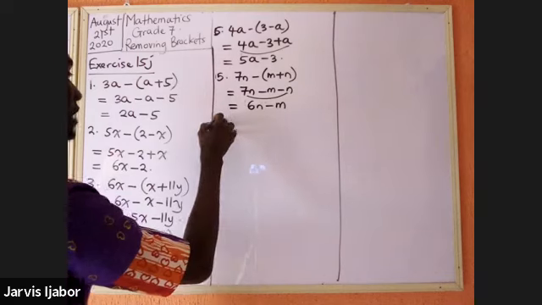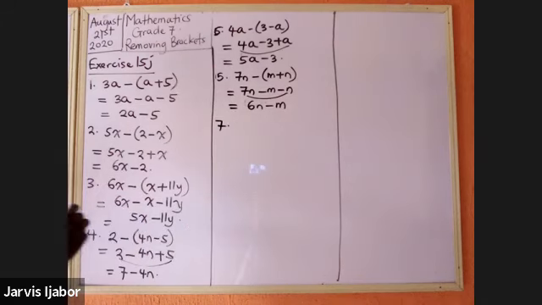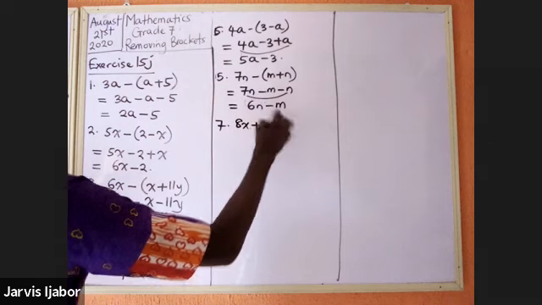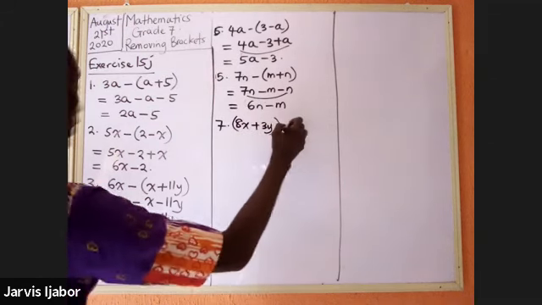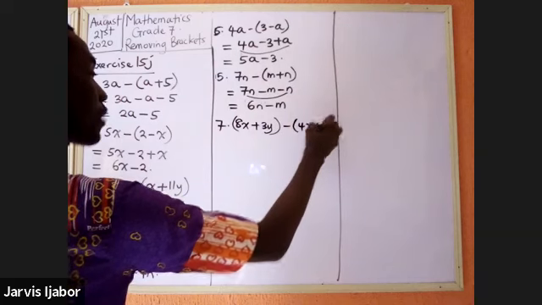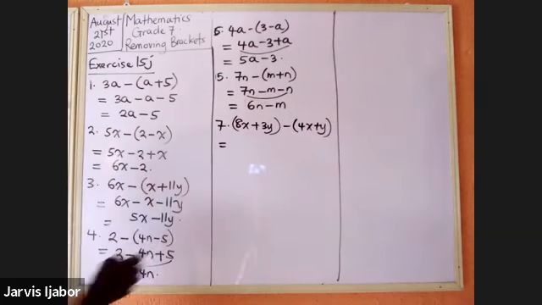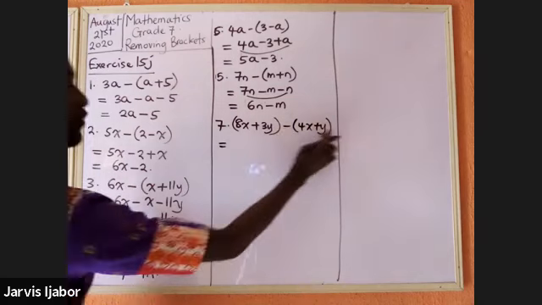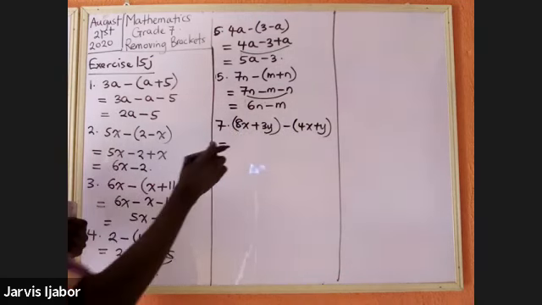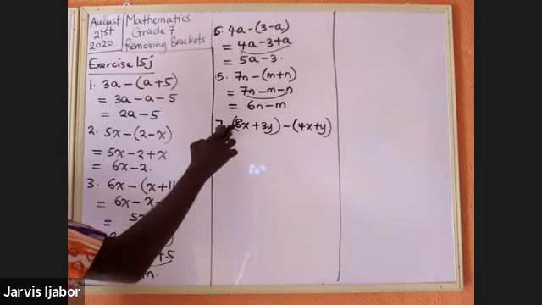Question 7. Question 7 says 8x plus 3y minus 4x plus y. What would that be? This negative will affect this one. This one will remain as it is because it's a positive.